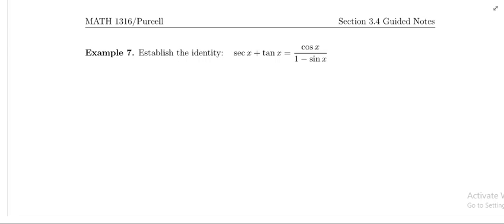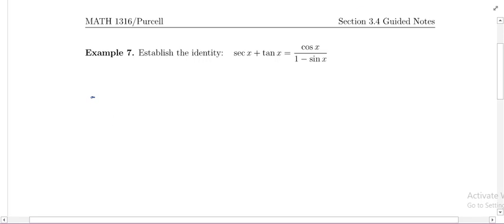Example 7. Establish the identity: secant of x plus the tangent of x is equal to the cosine of x over 1 minus the sine of x. All right, I'm going to start by working with the left side. I'm going to take the left side and try to turn it into the right side. So let's go ahead and write it down.